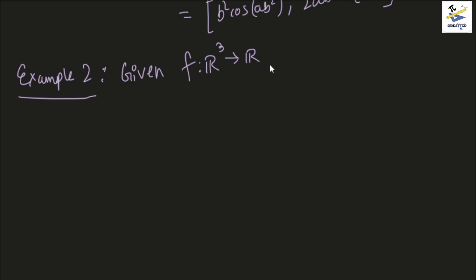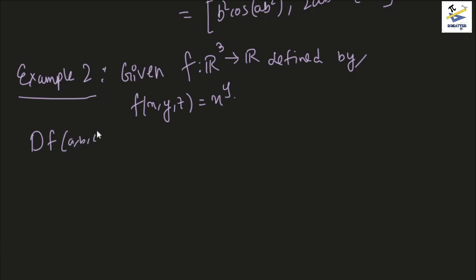So this is another example where we have a function from R cube to R defined by x to the power y. So find d of (a, b, c). First of all, notice that it has 3 inputs, so the linear transform would be 3 dimensional. So the basis for R cube is 0 0 1, 0 1 0 and 1 0 0. These are the basis operators for the Euclidean space R cube.